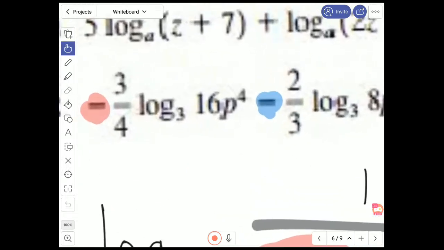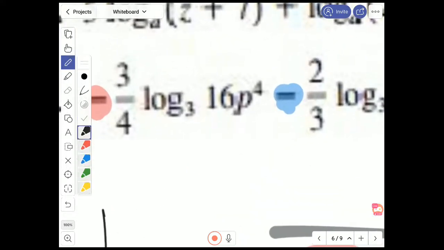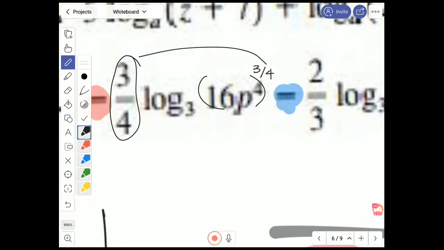So I'm going to zoom in. I'm going to focus on each part of this. So remember this 3/4, moving it up here, it becomes my exponent of that entire thing of 16p to the 4th. So I need to apply that, and I need to multiply that out. So there's an exponent of 1, so 16 to the 3/4 power. And then 3/4 times 4 would just be p to the 3rd.